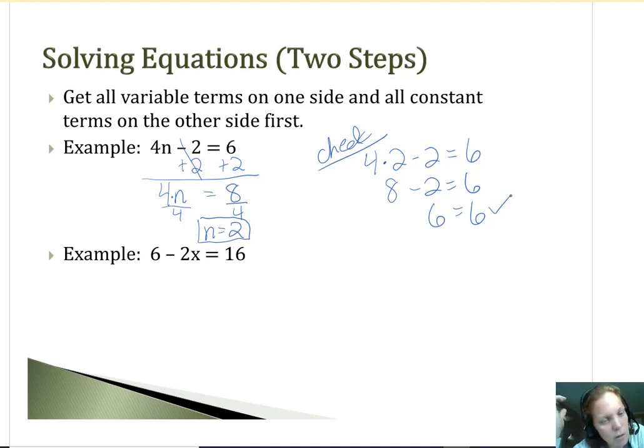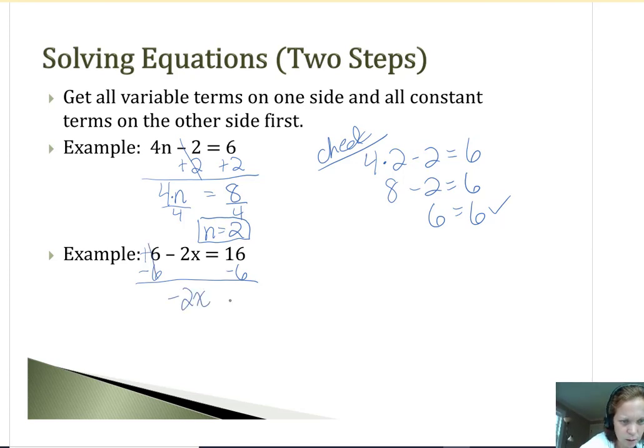Okay, so the next one, 6 minus 2x equals 16. So we subtract 6 first, trying to get that x alone. Think of this as a positive 6, I need to subtract it, like I said, the opposite operation. Whatever that minus 2x is, I'm subtracting 6. Or think of it like I need that 6 to go to 0, so 6 minus 6 is 0.